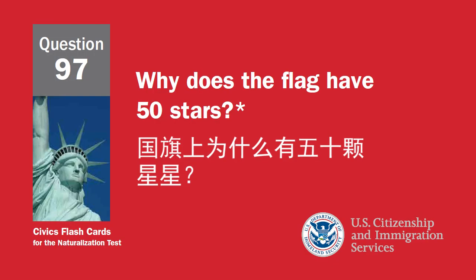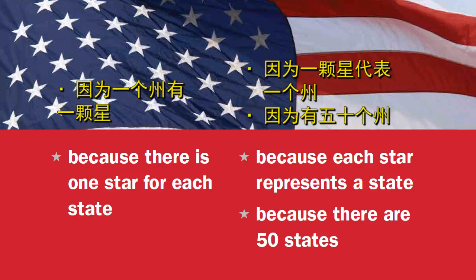Why does the flag have 50 stars? Because there is one star for each state. Because each star represents a state. Because there are 50 states.